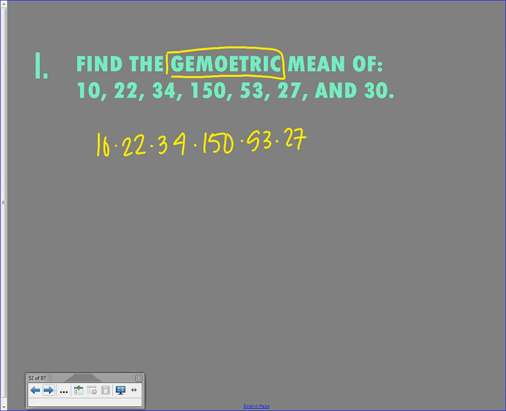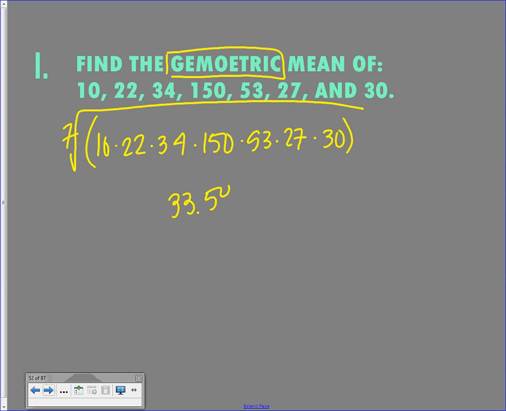And then, instead of dividing, you are going to raise it to the root of however many there are. So we've got 1, 2, 3, 4, 5, 6, 7 terms. So we're going to take the 7th root of that. Multiply them all together, take the 7th root of that. So that should get you 33.58.